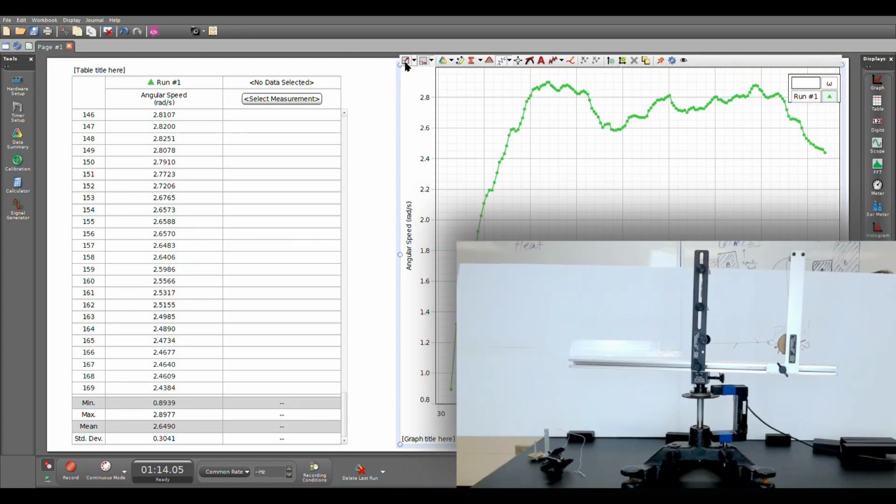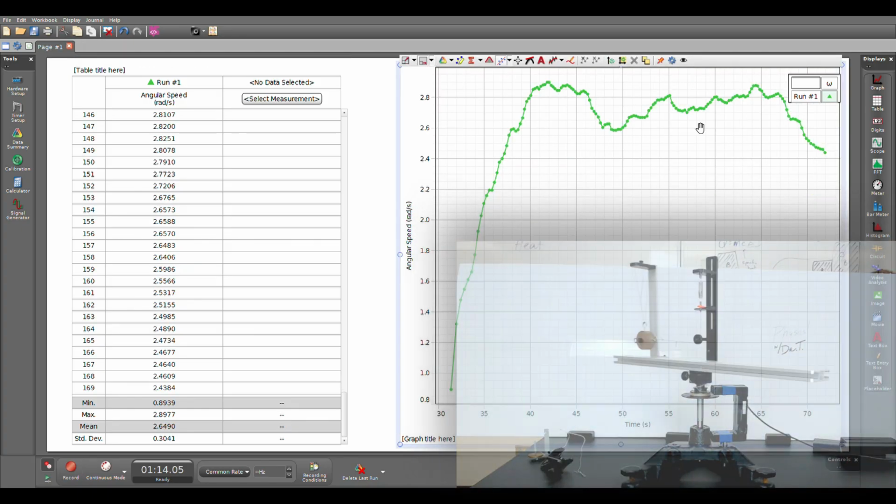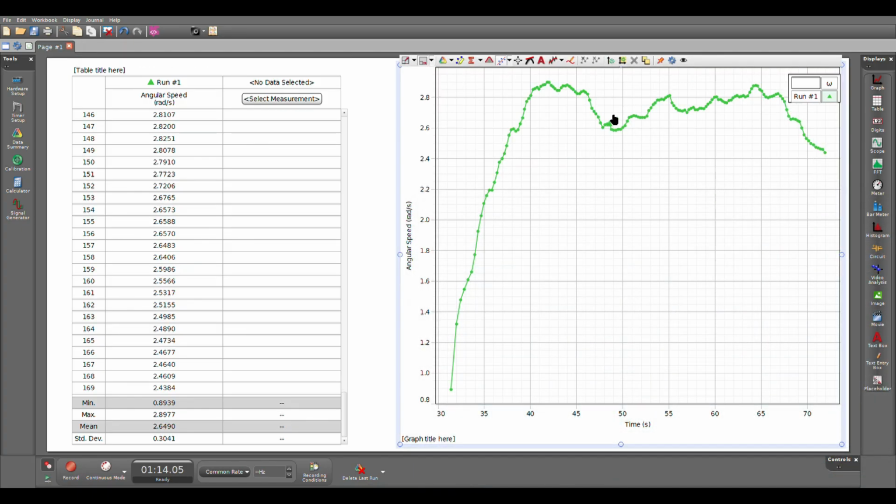Stop. And now you can see in here, we've got a range where the data was largely under control. You can see in the data, we've got a high speed, and then it drops down low where the disk was sitting right above the thing. And then this period right around between 55 and 65 seconds is largely where I had it under control.